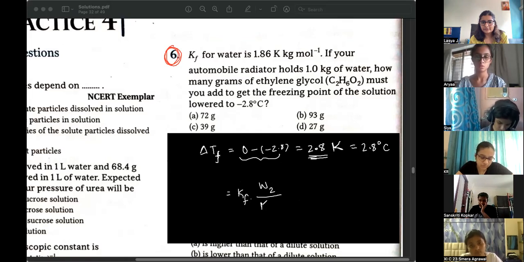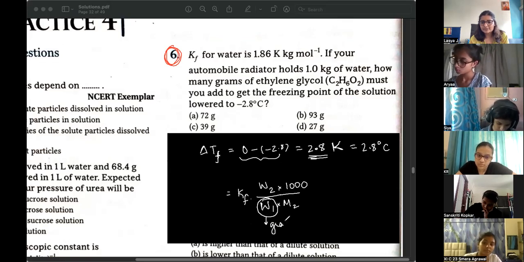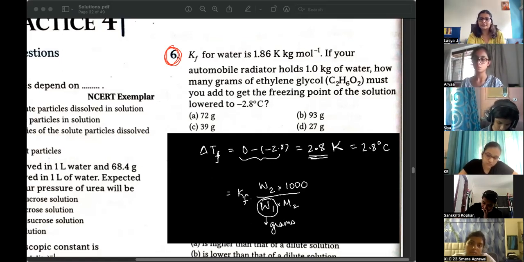By W1 into 1000 by M2. So in this, do we need to convert 1 kg to 1000? The 1000 depends on the units of W1. If this is in grams, then 1000 should be there. If it is in kg, then no need of 1000. So we want it to be in kg. Yeah, because molality is per kg of solvent.